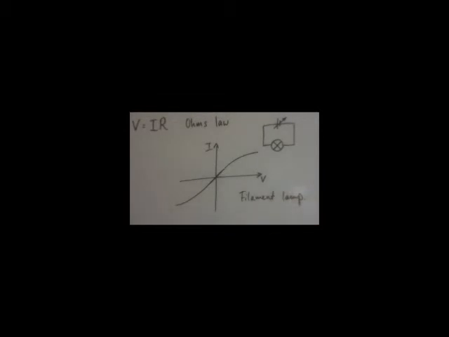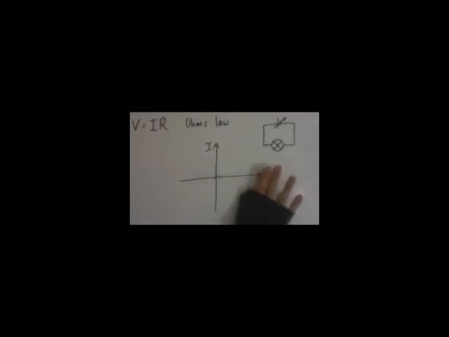Okie dokie. So that's the second component that you need to know the VI graph for, the filament lamp. And the third and final one is a diode, a semiconductor diode. Now, a semiconductor diode is basically like a one-way valve. So the symbol for it is an arrow, like that.